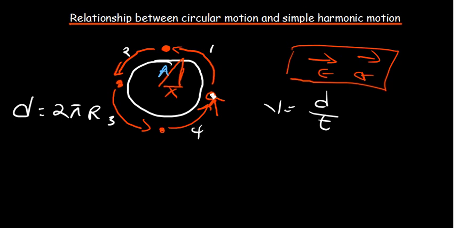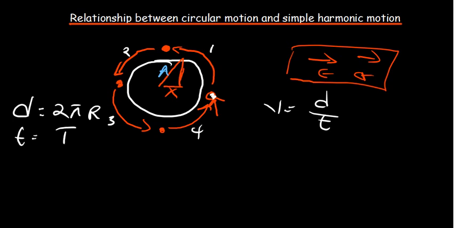To start from arrow 1 to arrow 4, to complete that circle, is what we call the circumference of the circle. So to calculate that distance, the distance is 2 pi r. Now the time it takes to complete one cycle is the period, meaning we can replace t with the period. Simple, right?